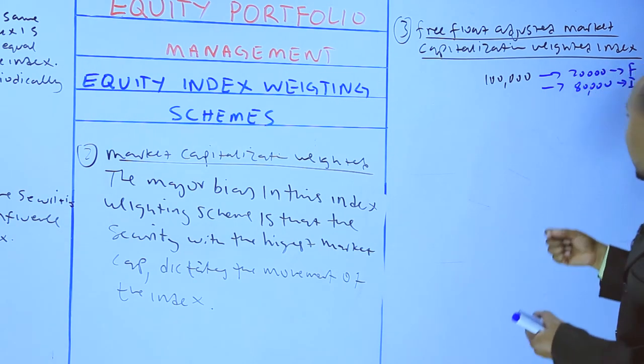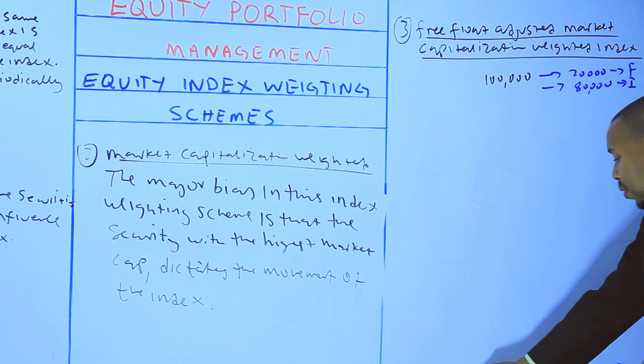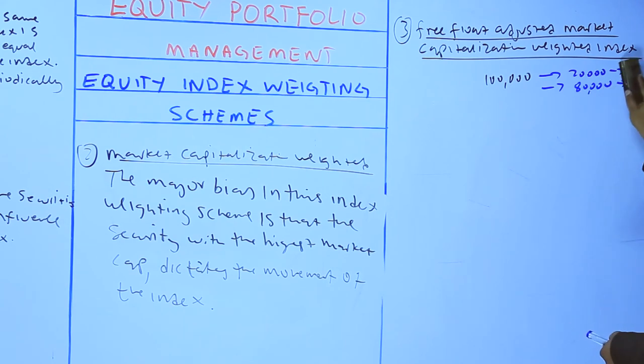What am I saying? The bias under free float adjusted market capitalization index is that the index, which is formulated based on the available shares to the investors, could be adjusted upwards, especially when the founders decide to release some of the shares to the market. So that is the major bias.